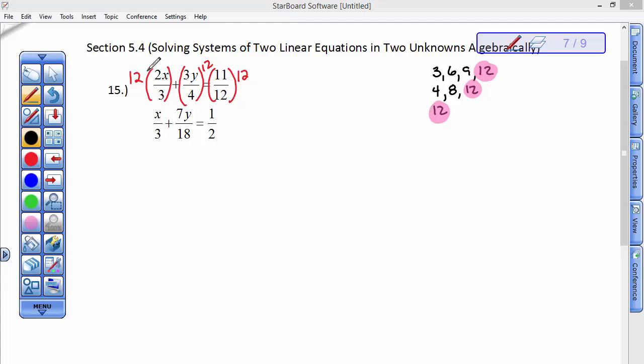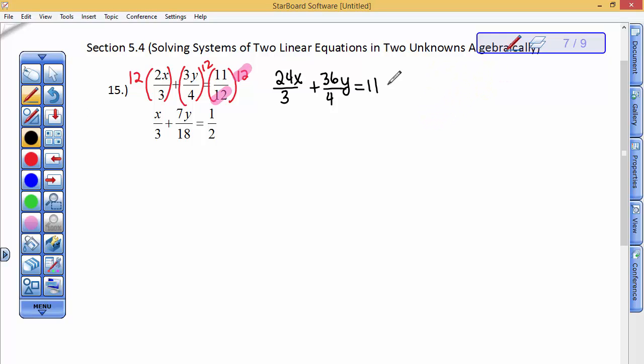Just go ahead and take 12 times 2x and get 24x over 3. Then you're going to see that that's an 8. 3 times 12 is 36y over 4, and you're going to see that's a 9. Here I'm not going to bother because it's so easy to see that the 12s will cancel out, and that's going to be equal to 11. I'm going to erase this now. So my first equation, 24 divided by 3, is going to be 8x. 36 divided by 4 is going to be 9y, and then equals 11.